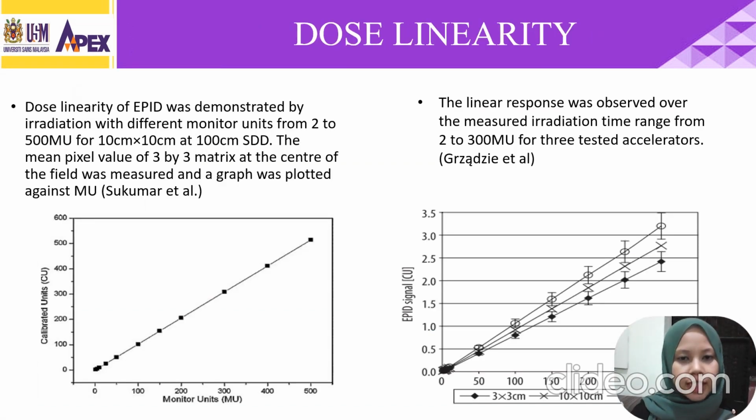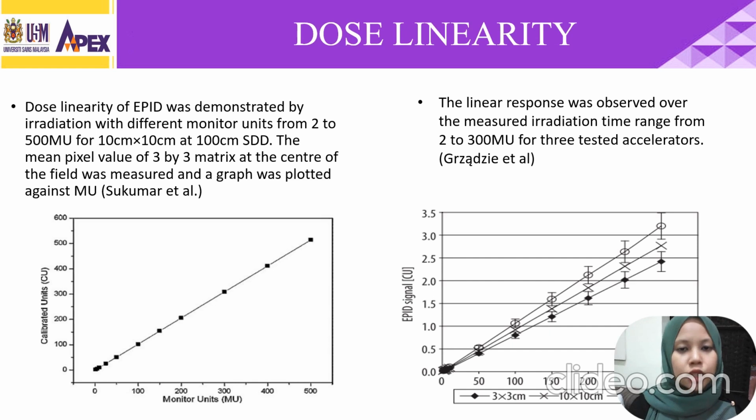Okay, the first dosimetric property of the EPID dosimeter is dose linearity. A study was carried out by Sukuma et al. in 2011, titled A Study on Dosimetric Properties of Electronic Portal Imaging Device (EPID) and its use as a quality assurance tool in volumetric modulated arc therapy (VMAT).